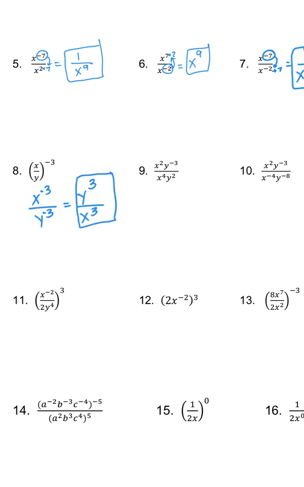Now let's go to number 9. We have x squared, y to the negative 3, x over x to the 4th, y squared. So first things first, combine our exponents. We're going to move the smaller exponent to the larger exponent. So that's x to the 4, negative 2. And we're going to move this smaller exponent of negative 3 down. That would be positive 3. So now I have x, and then 4 minus 2 is x squared, and then 2 plus 3 is 5.